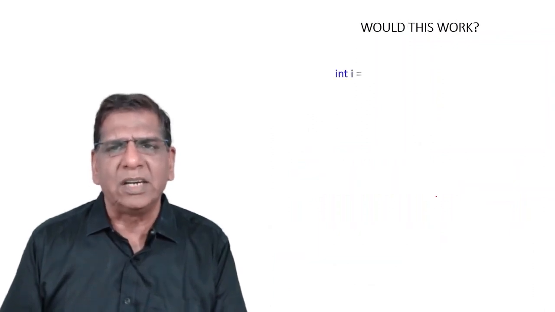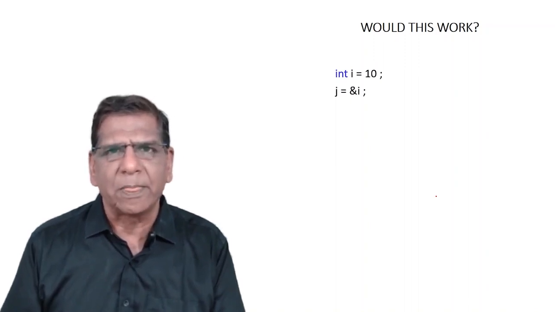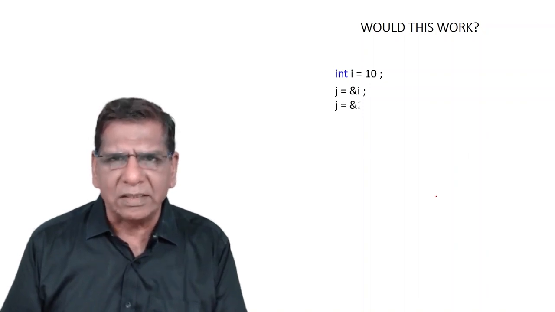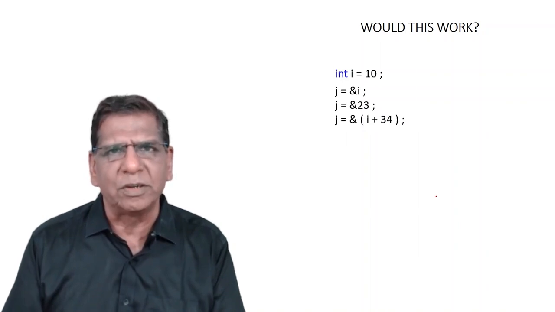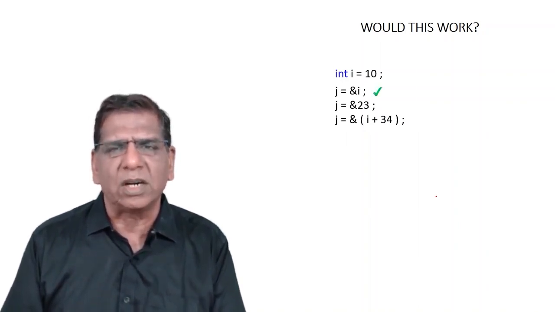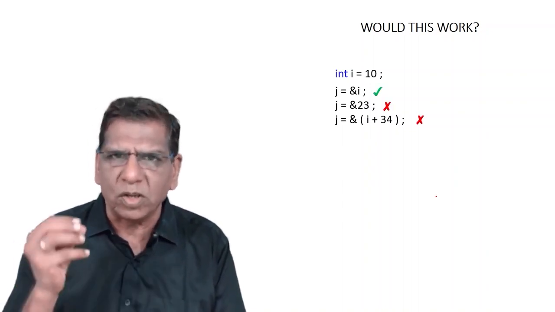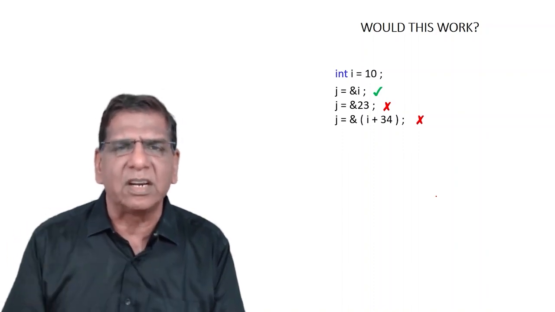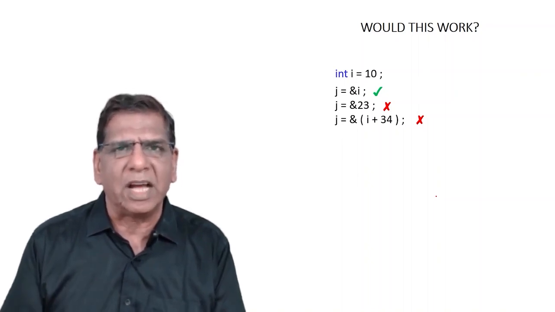Now let's try a few variations. Suppose I say int i = 10 and then I say int *j, store address of i. Will that be legal? Perfectly. Can I say j = &23 or j = &(i + 34)? Well, first among this is okay, whereas next two are not. The reason why next two are not okay is because you cannot take address of a constant like 23, nor can you take address of an expression like i + 34.